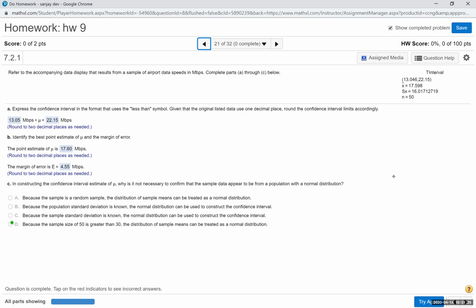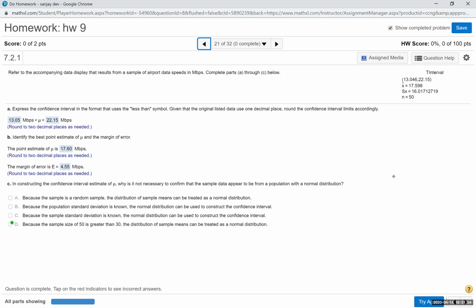You know, they're very similar, but the T score is also a bell curve. Eventually, as the number gets larger and larger, T becomes the Z score. T is usually for a smaller number of data, a lot of times, okay? And we'll talk more about that later. But look at the confidence interval. They give us the interval between 13.046 and 22.15, okay?